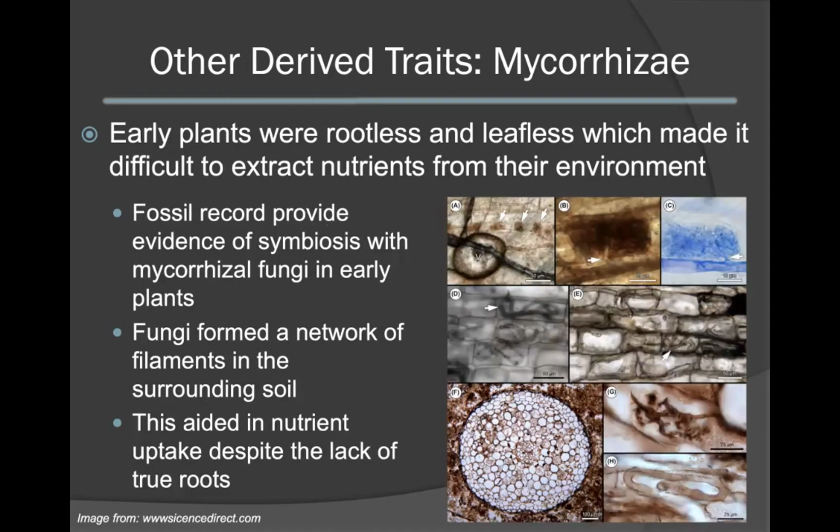Another derived trait is the presence of mycorrhizae. Early plants were rootless and leafless, which made it very difficult for them to extract nutrients from the terrestrial environment. The fossil record does provide some evidence of a symbiotic relationship with mycorrhizal fungi present in early plants. The fungi serve to form a network of filaments in the surrounding soil. This would have aided in nutrient uptake despite the lack of true roots being present in the plant.